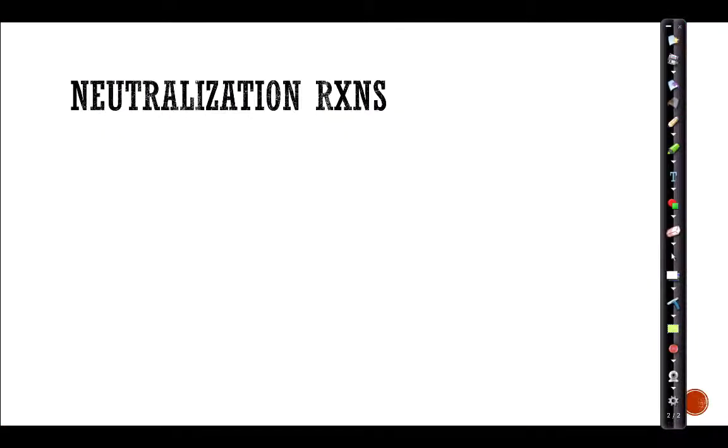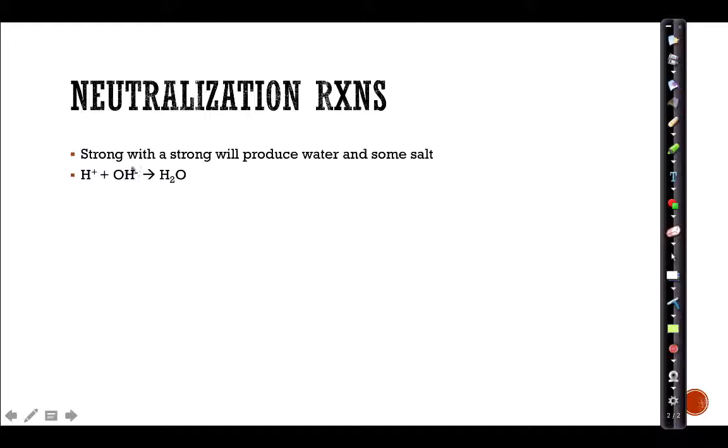All right, so in some situations you might be required to write out a reaction between an acid and a base, and there are some basic reactions that you need to know. And this will usually come into play when you have a titration problem. So if you have a strong acid with a strong base, those reactions will produce water and some ionic compound or a salt. So your net ionic reaction will always be H plus hydroxide produces water. That's your net ionic reaction.